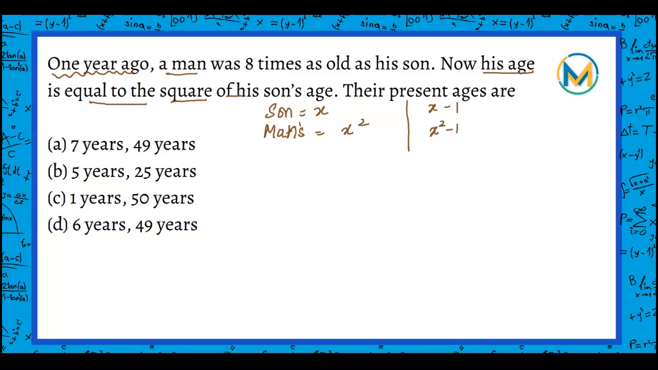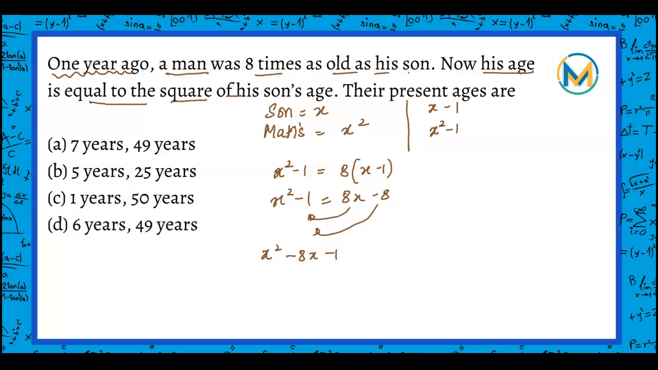So 1 year ago the man was 8 times as old as his son. So the man's age is 8 times the son's age. This is what we get after applying that condition. Let's open the bracket, so I get 8x minus 8. I bring both the terms this side, so I get x square minus 8x minus 1 plus 8 is equal to 0. This becomes x square minus 8x plus 7 is equal to 0.